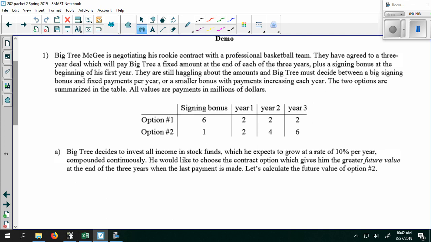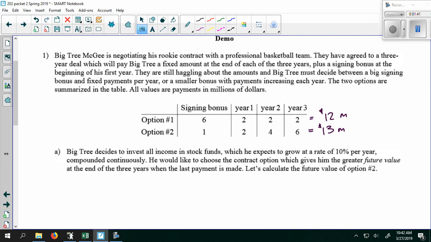So let's just calculate how much money total each of these options is. So we have 6, 8, 10, 12 million. This is 12 million total. And this is 3, 7, this is 13 million. So option 1, they pay him $12 million, and option 2, they pay him $13 million. So you might instinctually choose option 2, right? It's more money.